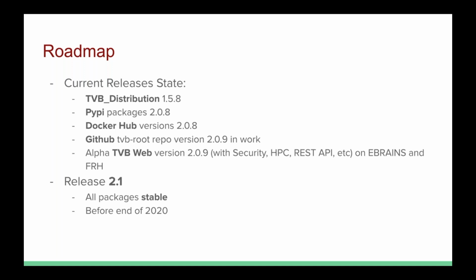Regarding Docker Hub, we also have Docker images compatible with the latest released versions. On GitHub, we have the TVB root repository, which holds all the TVB core packages. And here we are working towards version 2.0.9. Regarding the version of the TVB web with security included, with the HPC backend included, and the REST API, that is currently an alpha version on EBrains, because we have a version deployed there, but on the development platform, not on the production one.